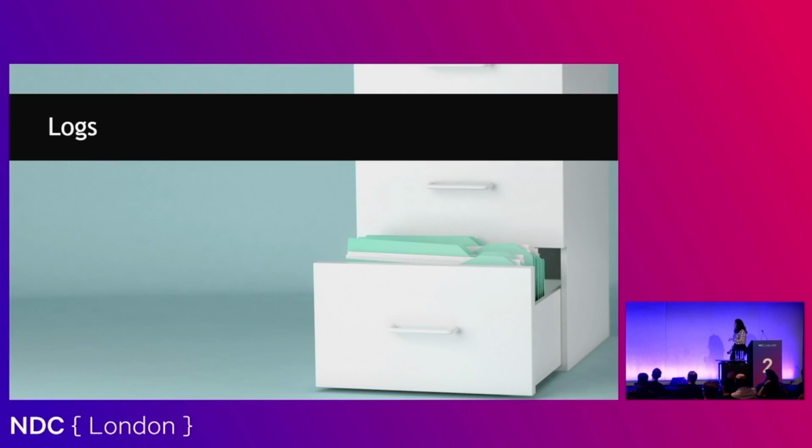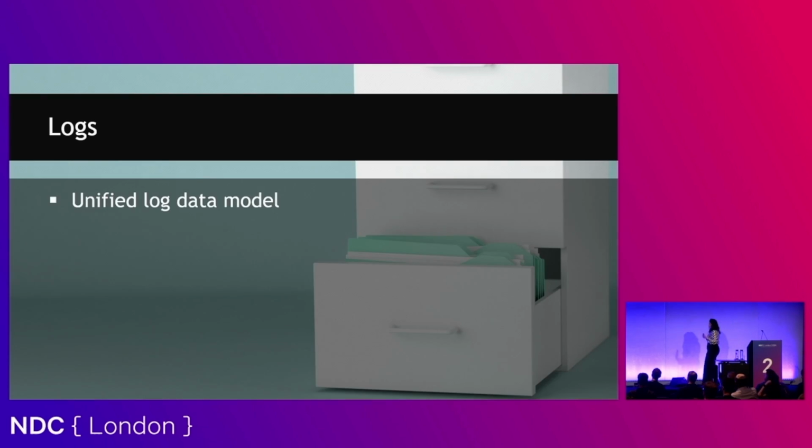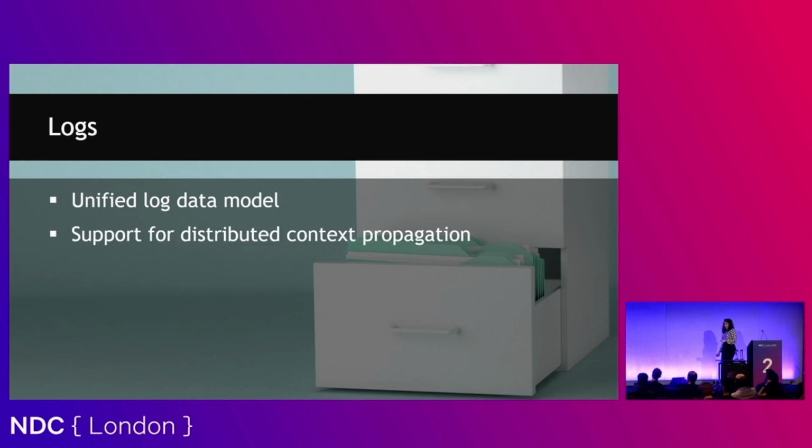Now, what OpenTelemetry does is it basically introduced a unified log data model, which is nothing more than just an agreement, a shared contract of what a log statement should actually include, right? Now, it also includes support for distributed context propagation so that we can pass along information to then improve other log statements down the road or even other signals. We'll see more about that later.